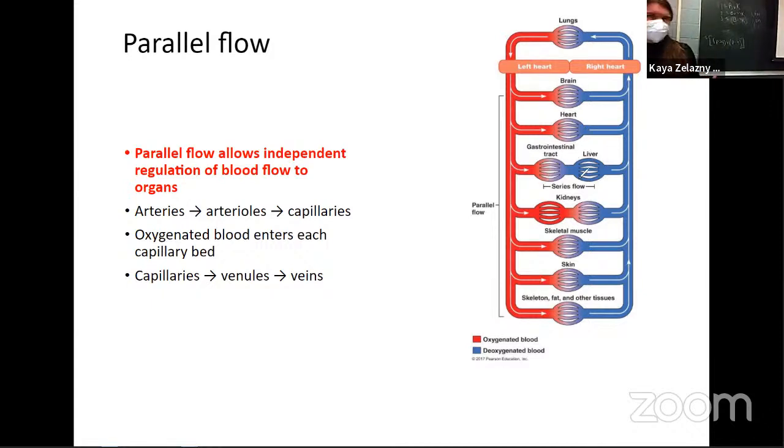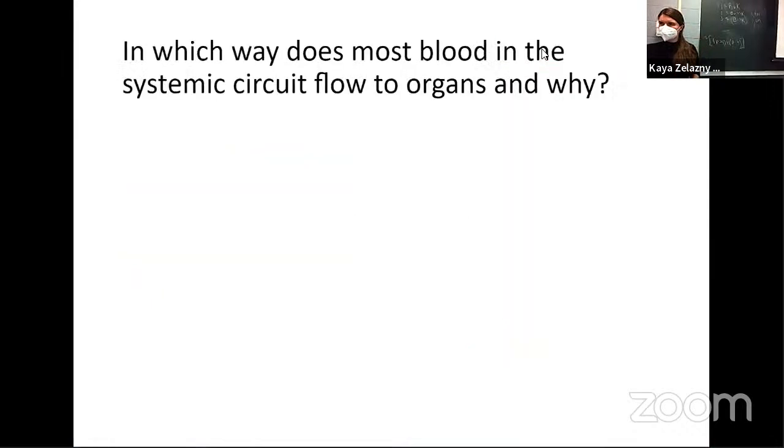There's a special portal system, kind of like we saw in the hypothalamus and anterior pituitary. But in general, we want to think about these things as happening in parallel. So go ahead and make your own little diagram of what a systemic circuit to the organs would look like. And write down for yourself why that has to happen.